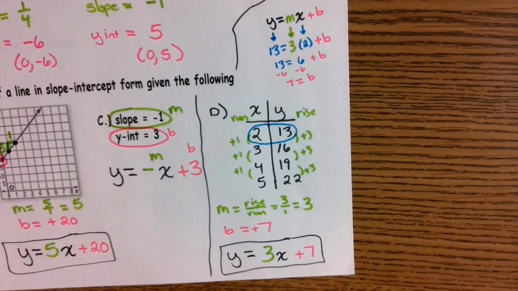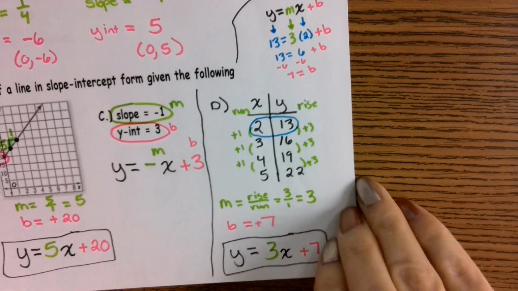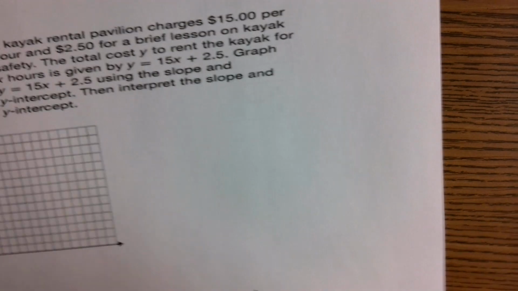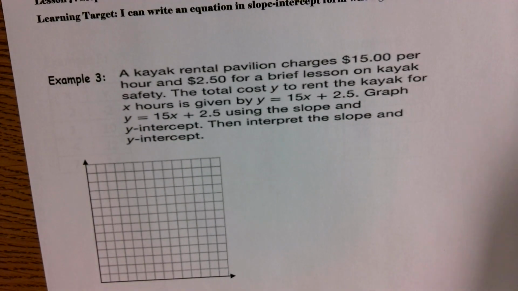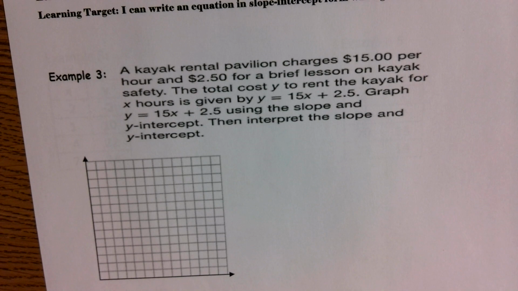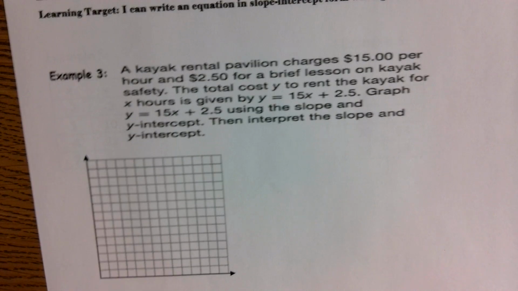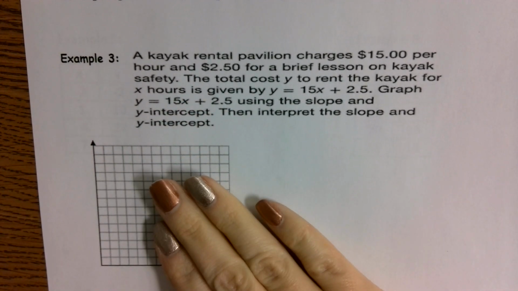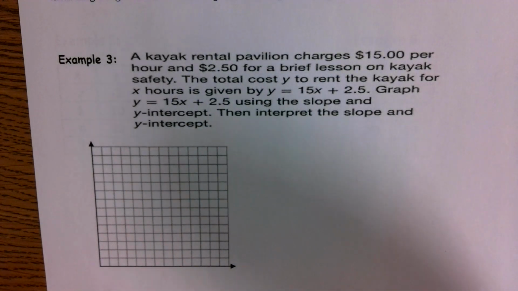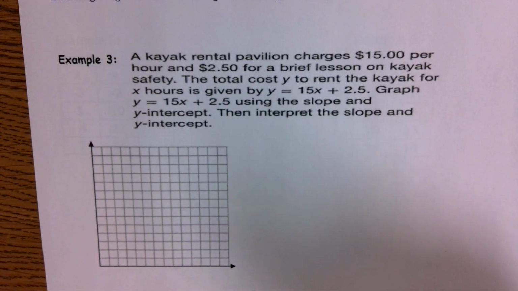All right, flip it on over to the back. When we are here looking at these equations, we've got scenarios, different situations in which we're going to have to first graph them onto our grid, and then we're going to interpret the meaning of those slopes and y-intercepts.